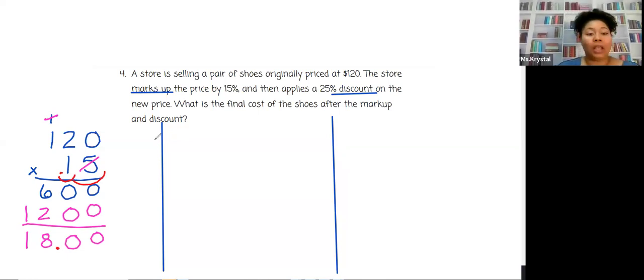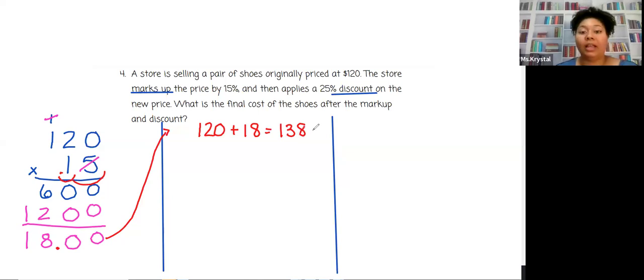Man, crazy. So we're going to take this and pull it up here, and we're going to do the 120 plus the $18 is going to give us 138. So now it's like, oh gosh, they marked it up. Now I have to pay $138. Man, but he goes to the front of the line, or whoever goes to the front of the line, and now there's a 25% discount. So now we need to figure out what is 25% of the 138. We got to take the 25% of that away.